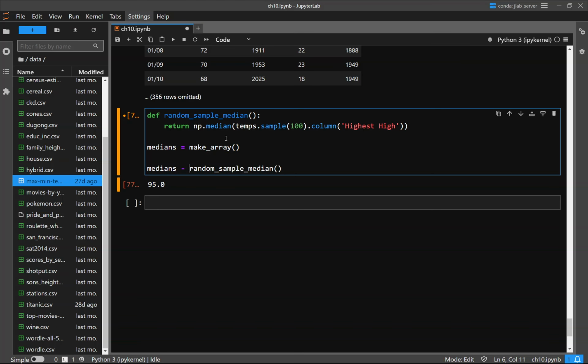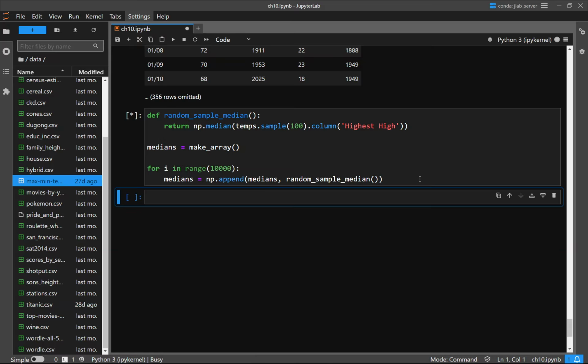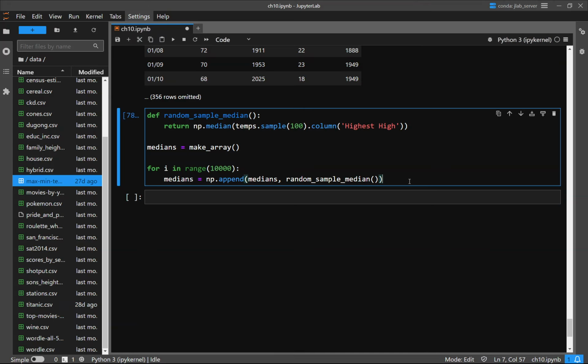Like medians equals np.append, right? Append to the medians array this new value that I'm getting. And I want to do that 10,000 times, so that'll be a loop, for i in range 10,000. So that'll loop 10,000 times. I will go between 0 and 9,999, but that doesn't really matter. I'm not using i. I get all that, and now I have that array. Once it's finished, it should be decently quick because it's a smaller table than the other table, but it's still pretty large, I think. So there it goes, it finished.